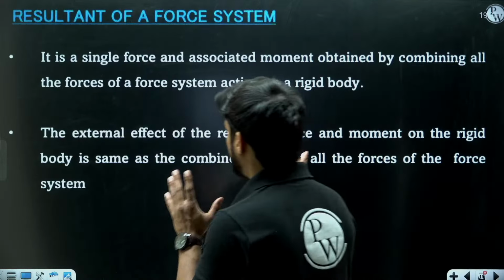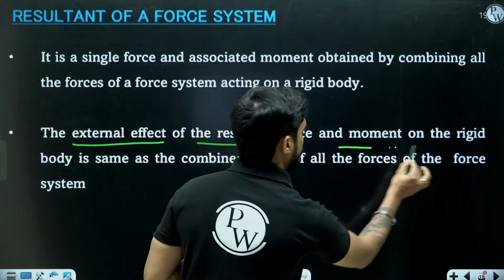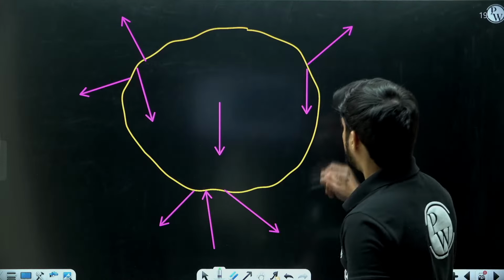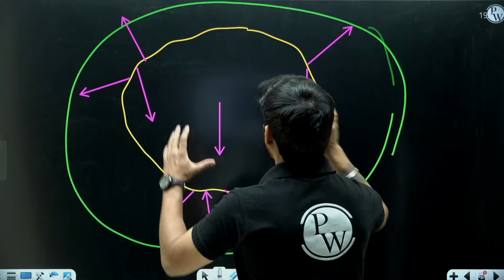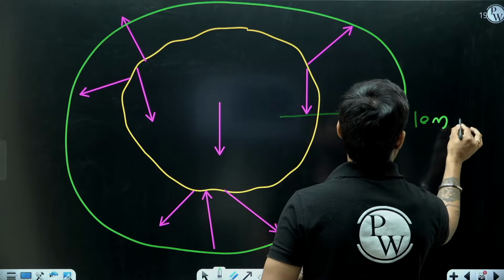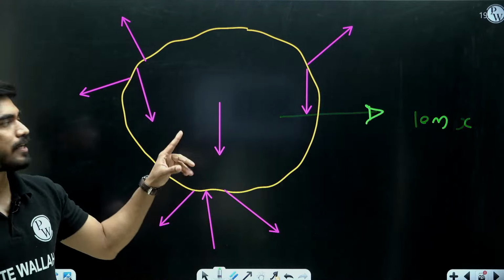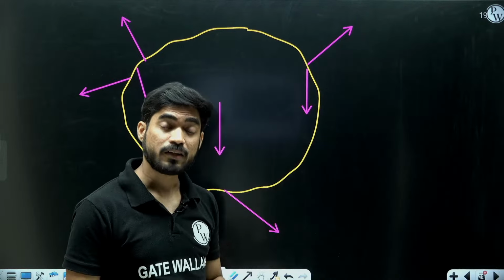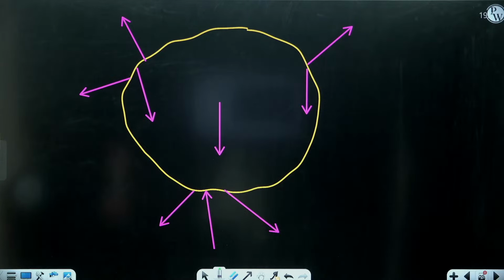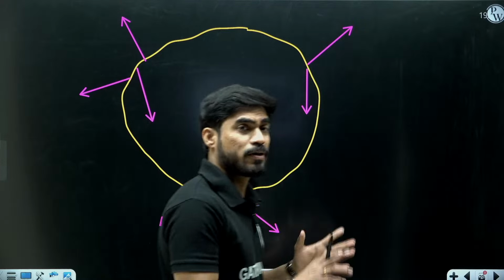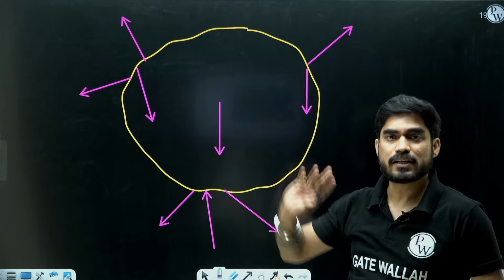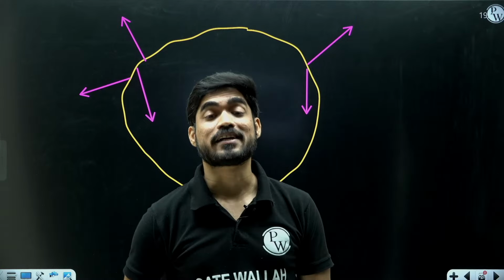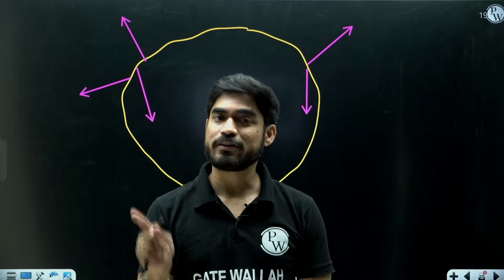Now the second point, a very important point: the external effect of the resultant force and moment on the rigid body is the same as the combined effect of all forces. For example, if all these forces are moving the body by 10 meters in the x direction, then if I replace them with a resultant force, that resultant force should also move the body by 10 meters. So the external effect should not change, but the internal effect can change. When you calculate the resultant and replace the forces with it, the external effect will remain the same, but the internal effect will change. Internal effect means stresses. Stresses are going to change. That is why in strength of materials, we never calculate the resultant.